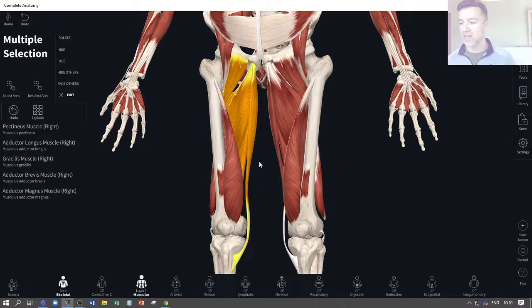The quadriceps then are primarily involved in extension of the knee joint. The rectus femoris is one of the quadricep muscles. It crosses the hip joint, so it is also involved in hip flexion. Okay, that's all I want to cover for this lecture.